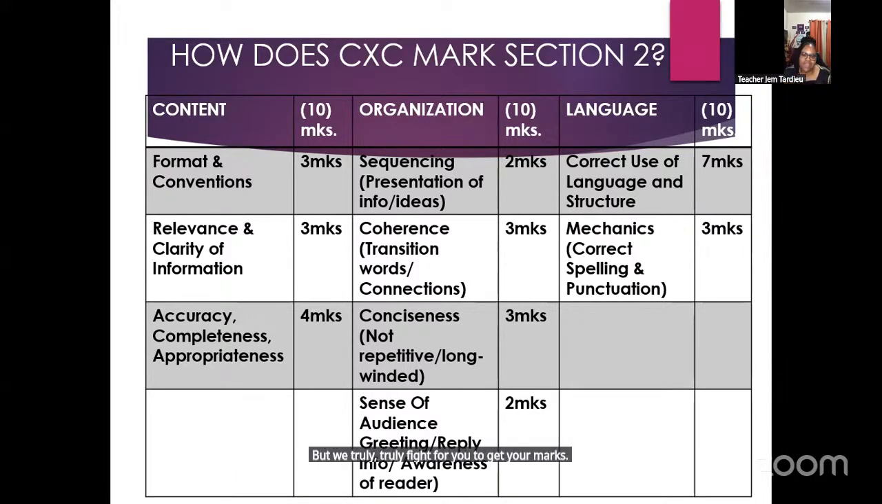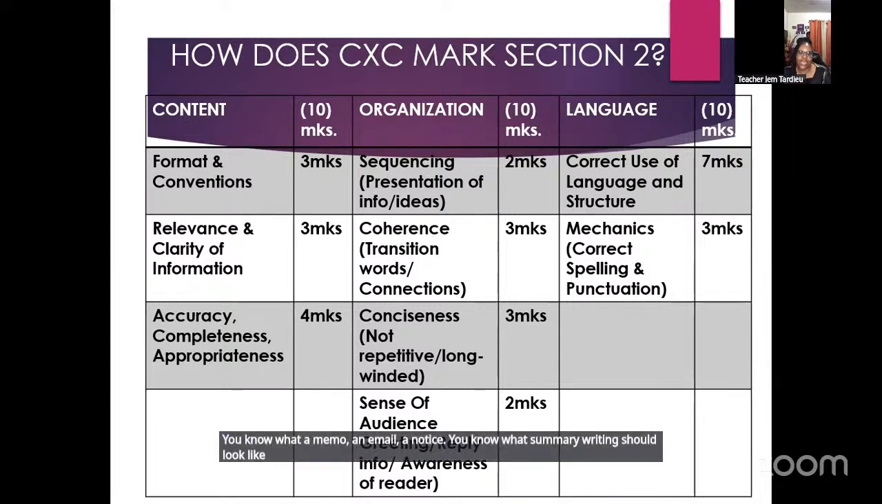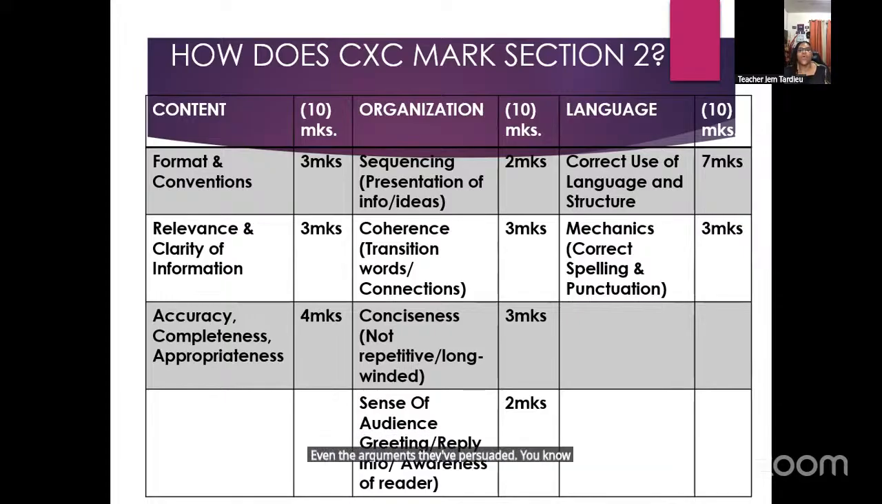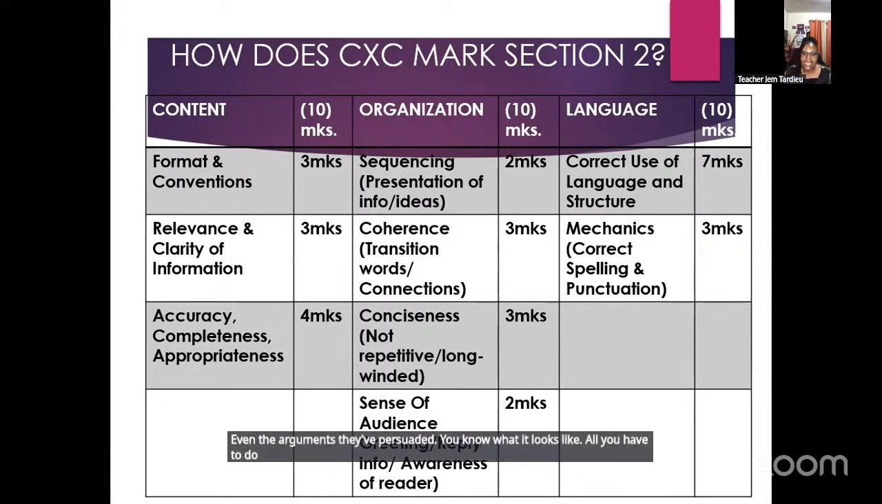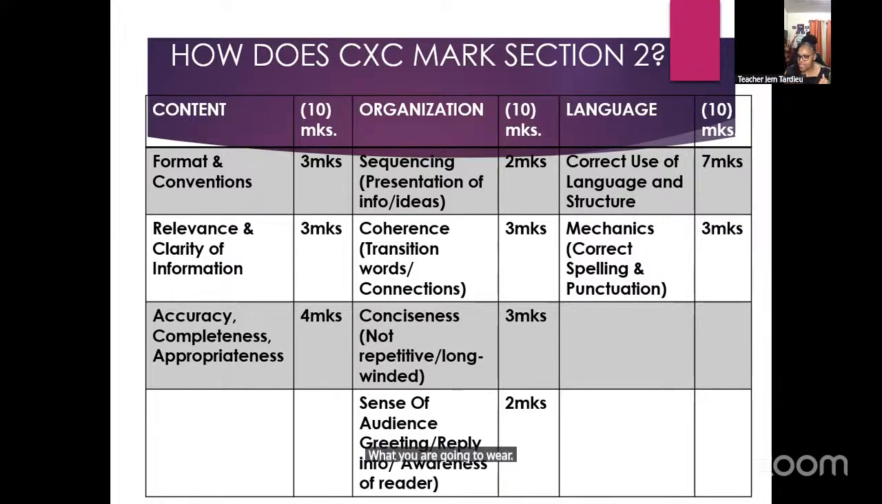So all we are asking you to do is, when you're going there, go in and do your best. You have the information. You know what a report should look like. You know what a letter should look like. You know what a memo, an email, a notice should look like. You know what summary writing should look like. Narrative writing should look like. Even this argumentative persuasive, you know what it looks like. All you have to do is take your time, read the instructions, and then formulate what you are going to write. And it's as simple as that.